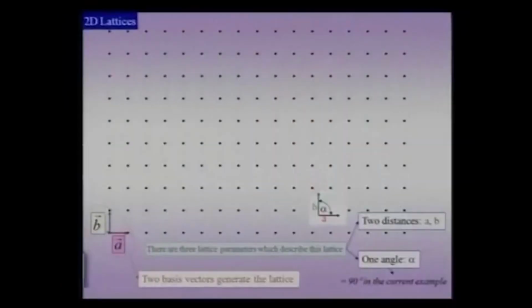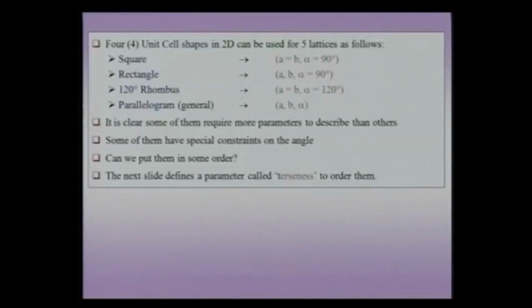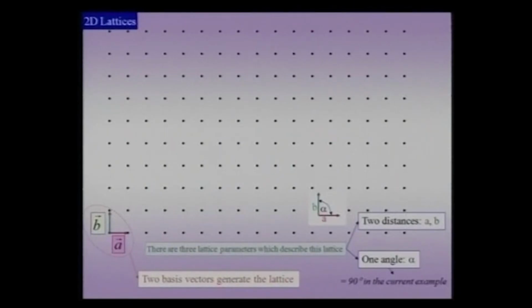These lattices are generated by 2 translation vectors which are non-collinear, because if they are collinear, they cannot spread themselves out in 2 dimensions. There are 3 lattice parameters which go on to describe a lattice in 2 dimensions. These are 2 length scales A and B, and there is an included angle between the 2, which is typically given a symbol alpha. In the example shown in the figure, this alpha has been constrained to be 90 degrees, but in no way should we mistake that lattices always need to have this included angle as 90 degrees. This is just a starting example.